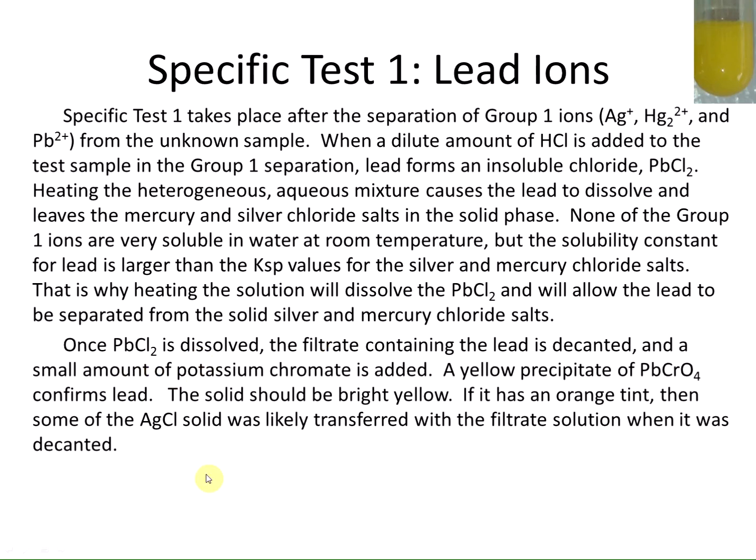Once the lead chloride is dissolved, the filtrate containing the lead is decanted. So that just means that the liquid is poured off. And a small amount of potassium chromate is added. A yellow precipitate of lead chromate confirms lead. So this is what a positive test looks like for the lead ions.